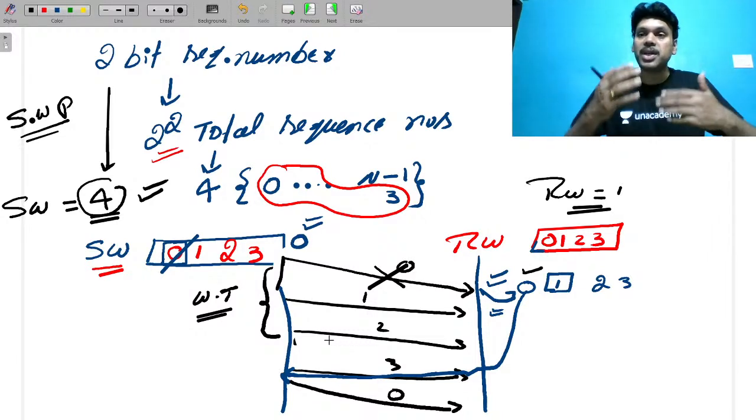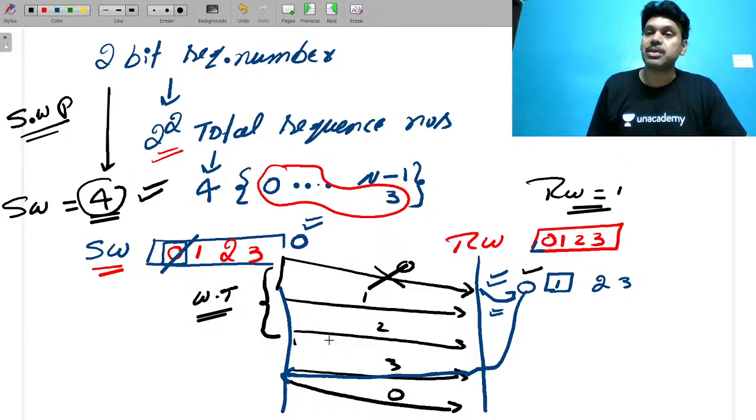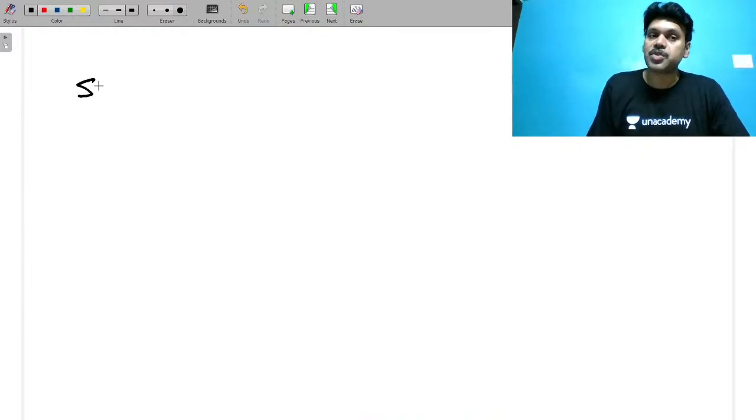Therefore, there will not be any kind of waiting time at the sender. The sender is always busy in transmission as long as he has the data. Otherwise, he has to leave the connection. So what are the 3 parts of your sender window? The first part is the already transmitted frames.